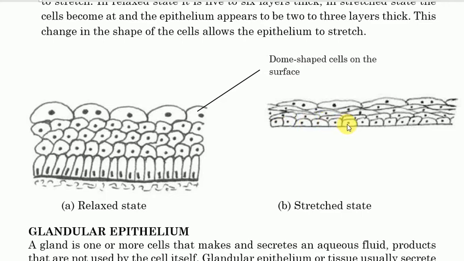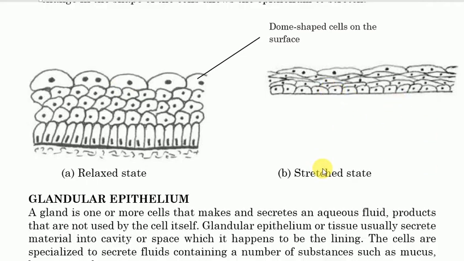Unaona, ukistretch epithelium inaonekana vile, ukirelease inaonekana hivi. That is transitional epithelium. Dome shaped cells hizi hapa, huku chini ni columnar, then kuna cuboidal, kuna dome shaped cell, na baadhi zina two nucleus. Stretched layer the cells zinapungua.